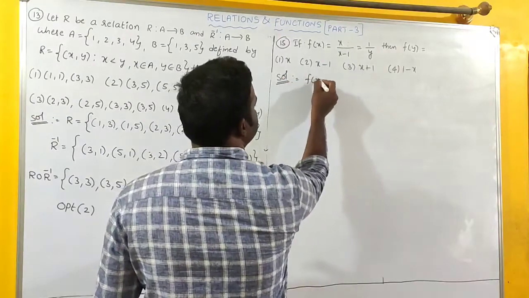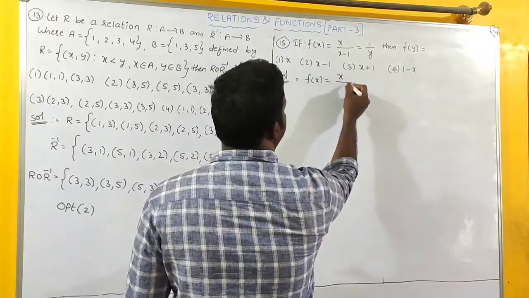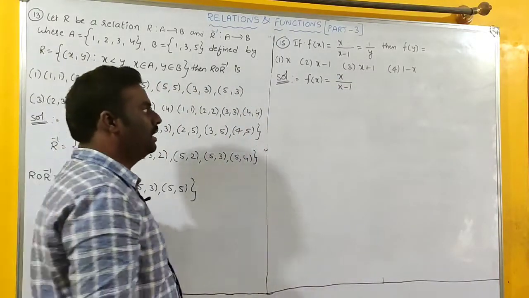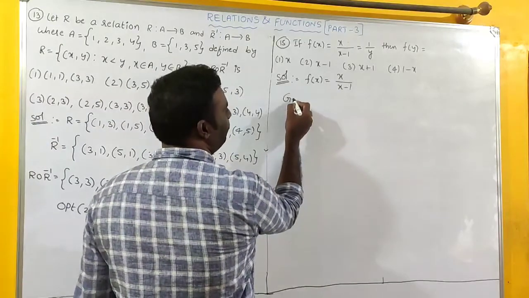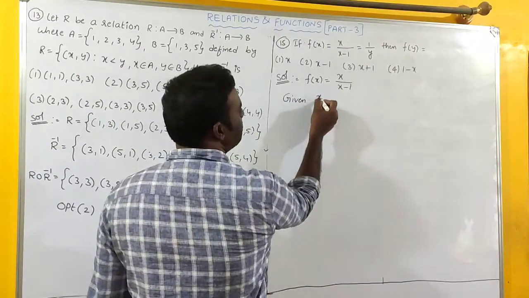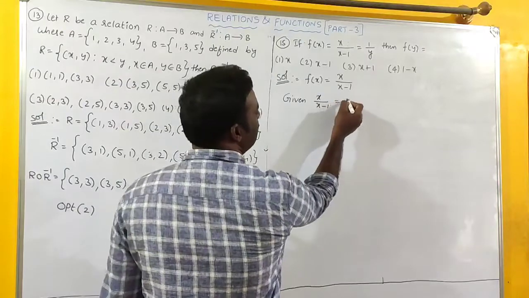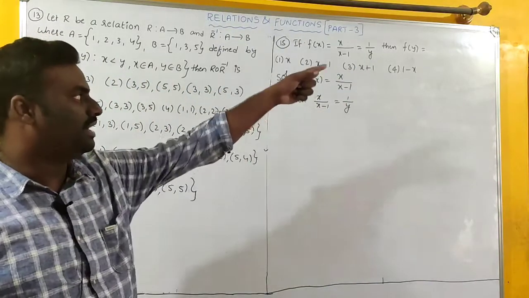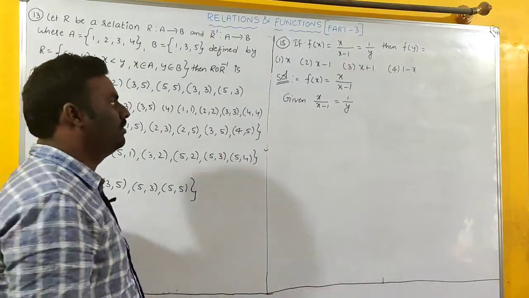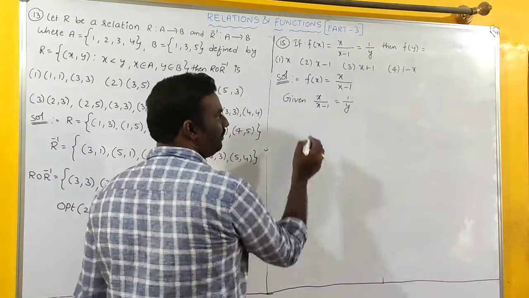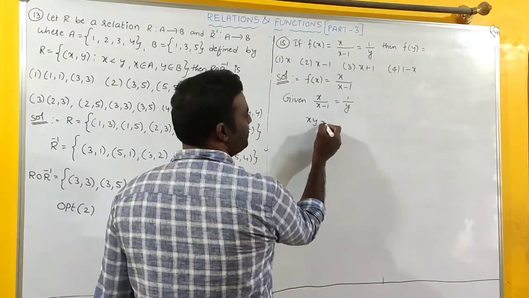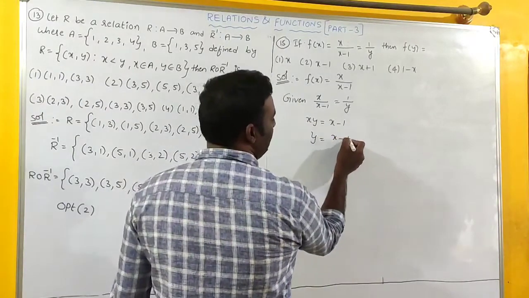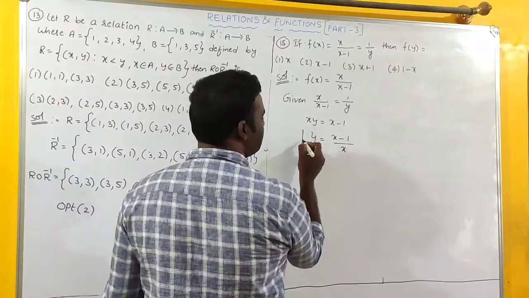f of x is equal to x by x minus 1. And it is given that x by x minus 1 is equal to 1 by y. Then we need to find f of y. Okay, first you cross multiply these two. Then xy is equal to x minus 1, which implies y is equal to x minus 1 by x.